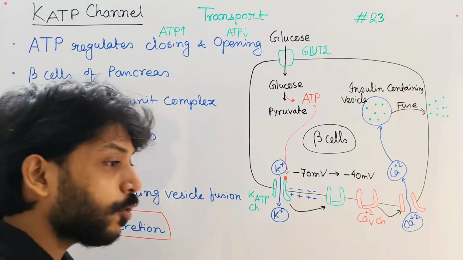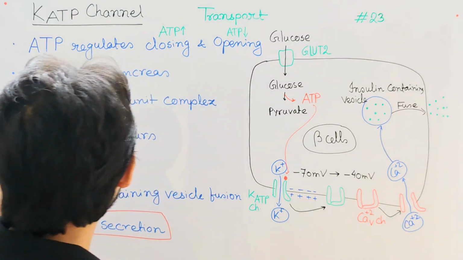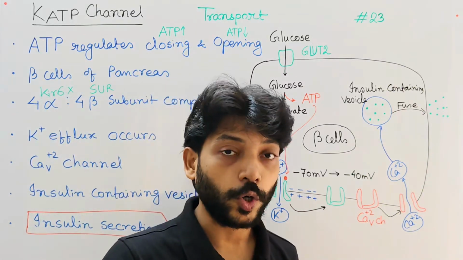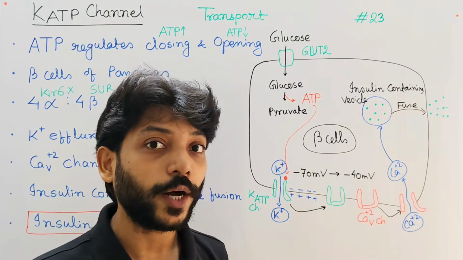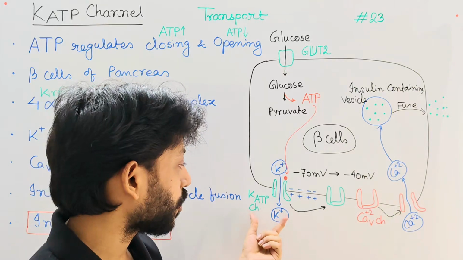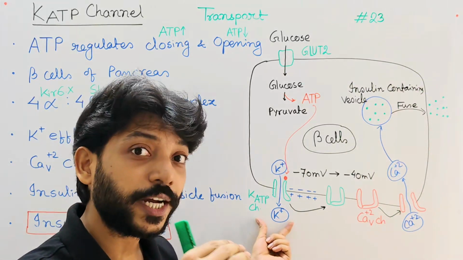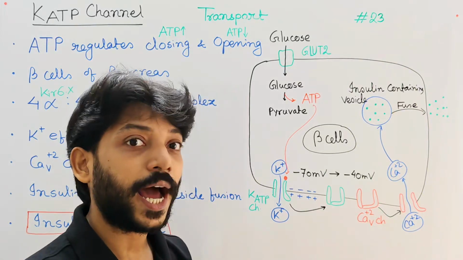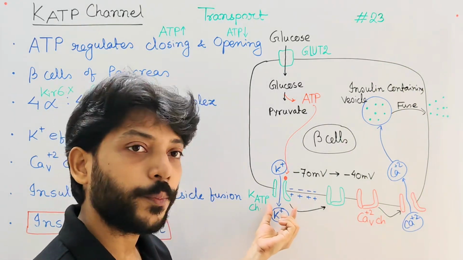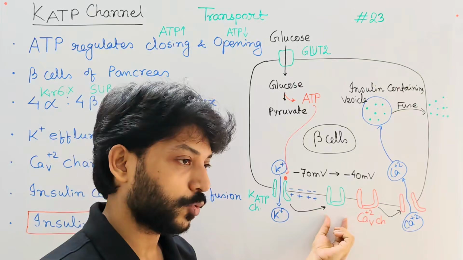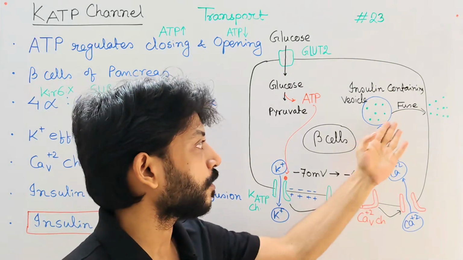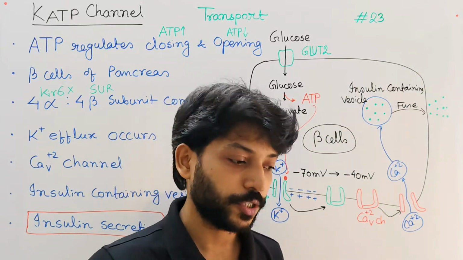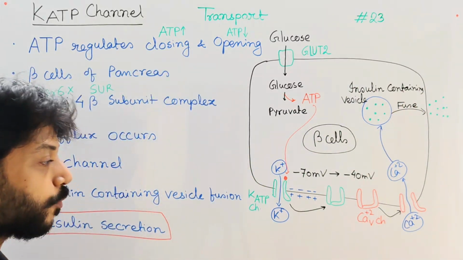But gain of function mutations of either the KIR6.x or SUR1 subunit of this channel can cause neonatal diabetes, because here the channel has a reduced ATP sensitivity, and it becomes very hyperactive. That means it remains open most of the time, it does not close. So the cell cannot secrete a good amount of insulin. So it can cause neonatal diabetes.